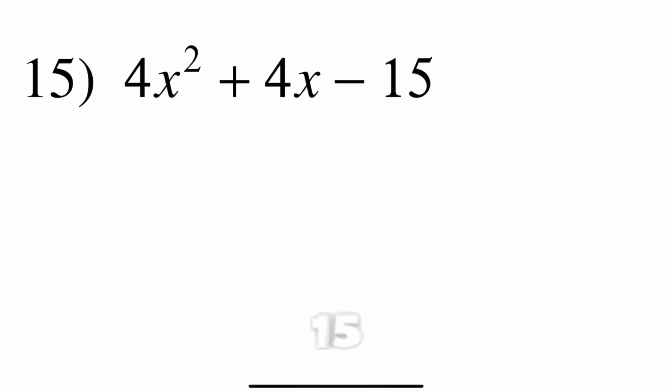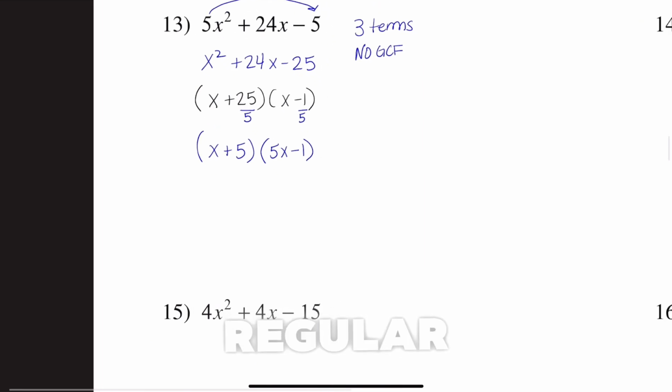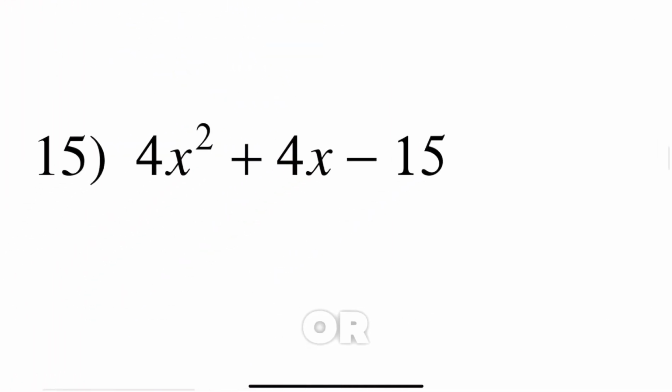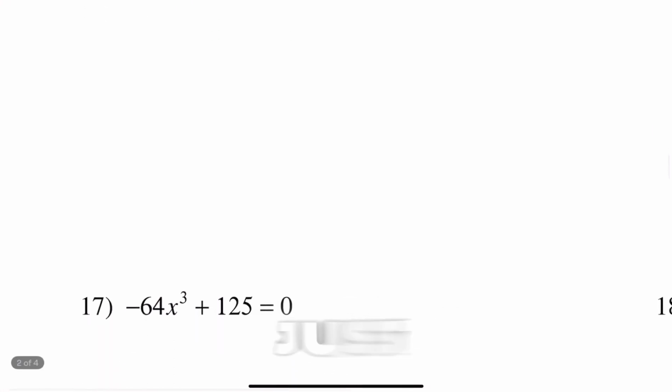For number 15, same situation. There's no GCF for 4, 4, and 15. No GCF, 3 terms. It's only the second power. So this is just your regular slip and slide or just trinomial factoring. So I'm going to skip that because we literally just did it.